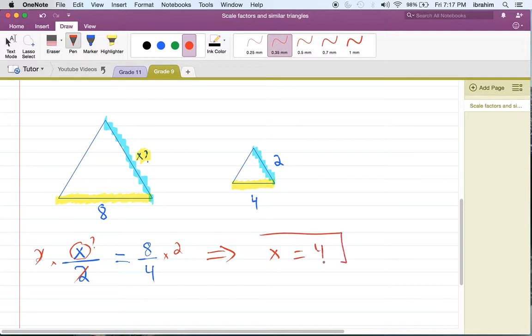And the last thing you want to do is ask yourself, does the answer make sense? If I look at my number, x is equal to 4, and logically speaking, it has to be greater than this 2, which it is, because if you just look at the size, it's bigger than the second triangle. So this we can say is triangle number 2, this we can say is triangle number 1. So I can conclude that I've done the question correctly.